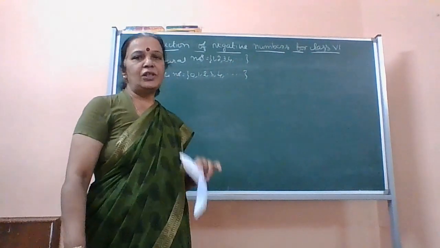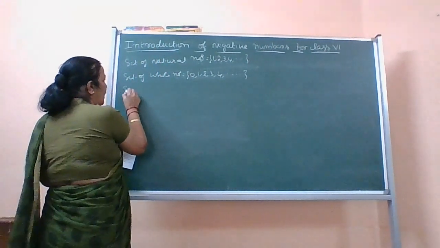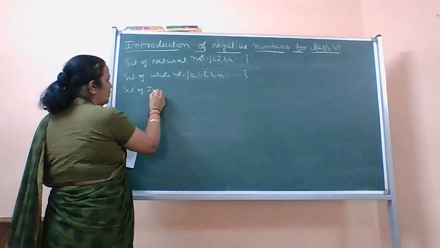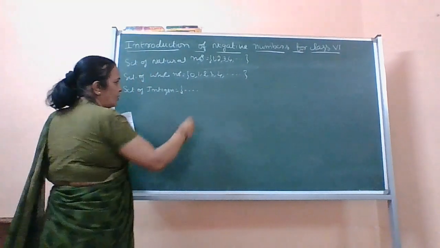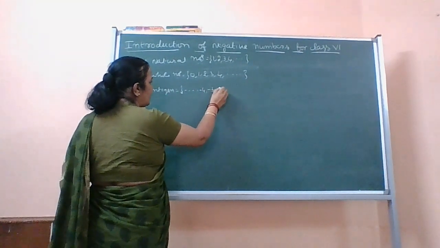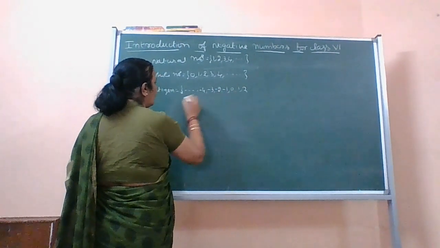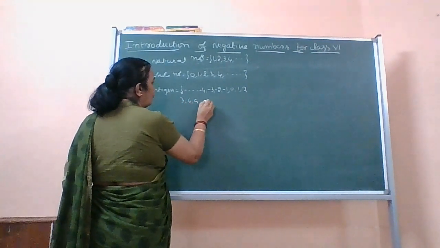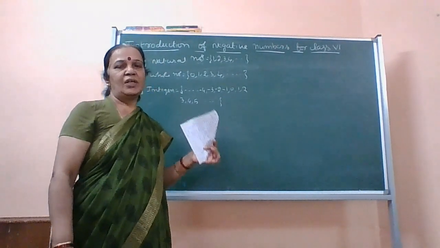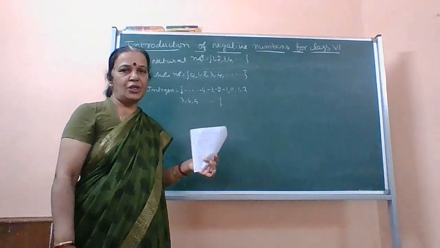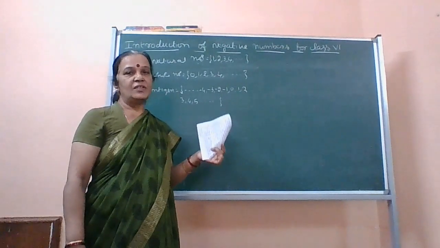Now, you are going to learn another set of numbers in maths that is called integers. Set of integers. For this, you have to put some dots. Then minus 4, minus 3, minus 2, minus 1, 0, 1, 2, 3, 4, 5, etc. Integers are a combination of positive and negative numbers along with 0.